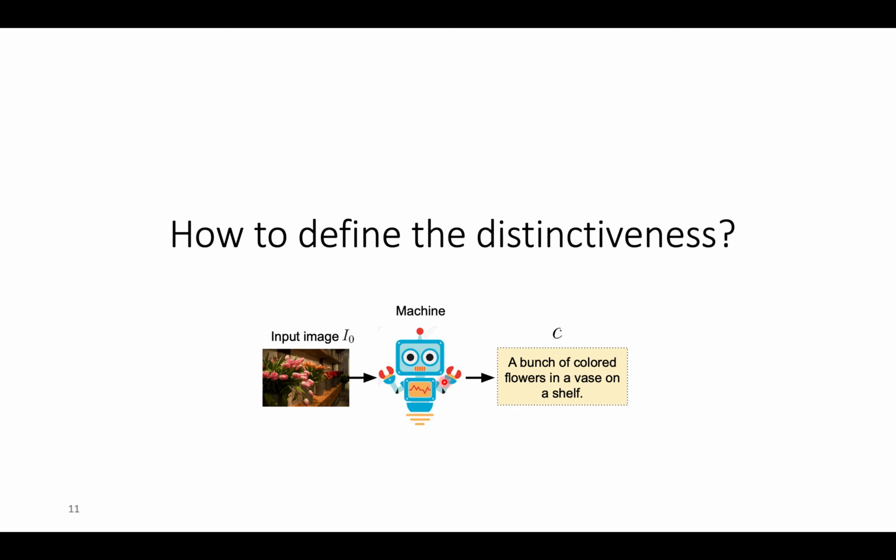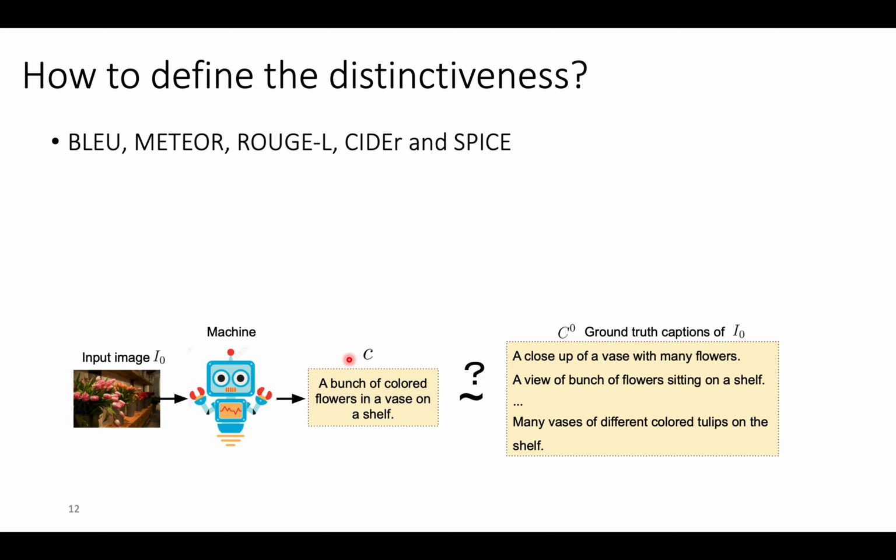Our first question would be, given a caption that describes an image, how to evaluate the distinctiveness of this caption? Traditional metrics for image caption, such as CIDEr and SPICE, normally consider the overlap between a generated caption and the ground truth captions. They evaluate the accuracy and quality of the generated caption, but not the distinctiveness.